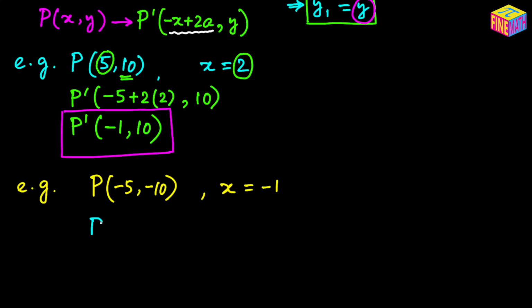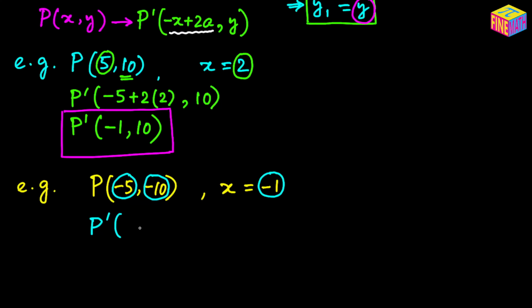The coordinates of the image, let's say the image is p prime, would be negative x plus 2a. So what is x here? This is our x right here, that is negative 5, and negative 10 is the y. And what is a? A is negative 1. So here you have x as negative 5, y as negative 10, and a as negative 1.